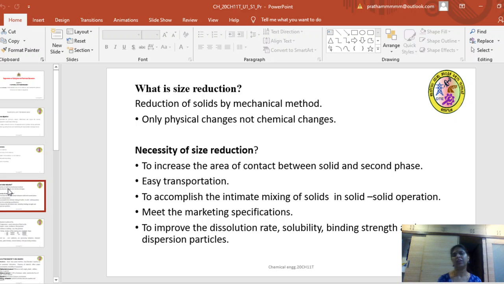Here we can also say that size reduction is only a physical change, not a chemical change. This reduction of solid particles from a larger size to smaller particles, without altering the state of aggregation of the solids, is size reduction. It is only a physical change, not a chemical change.